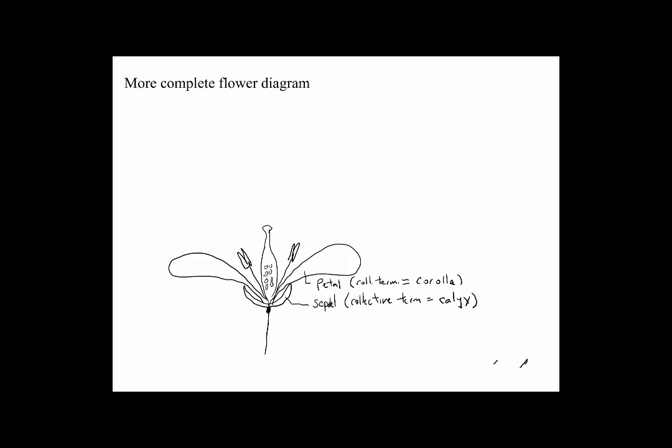And yeah, so you would say the corolla of this imaginary flower that I wish weren't imaginary has 4 yellow strap-shaped petals that are separate from each other and equal in size.